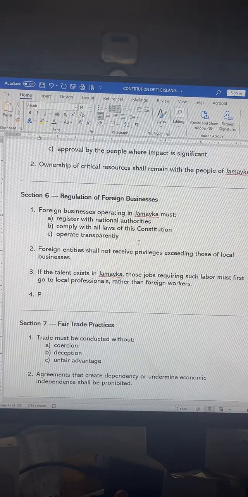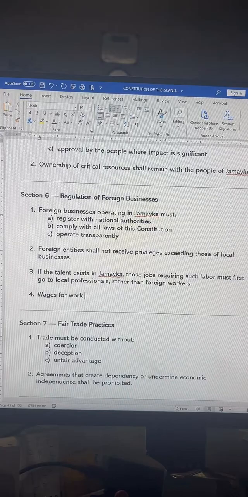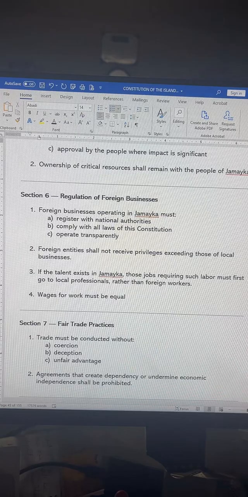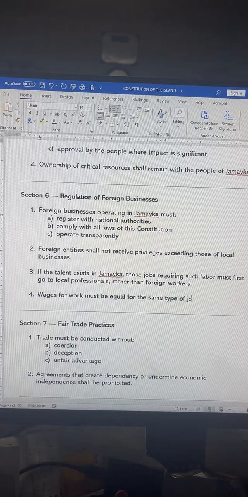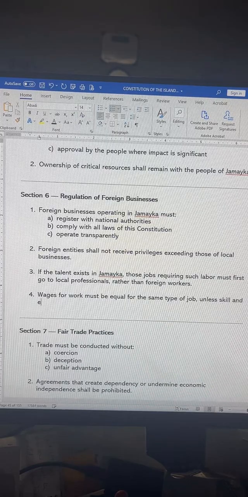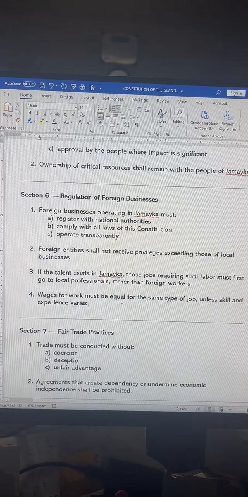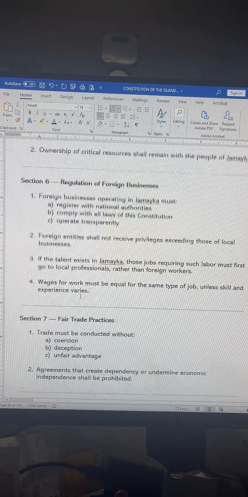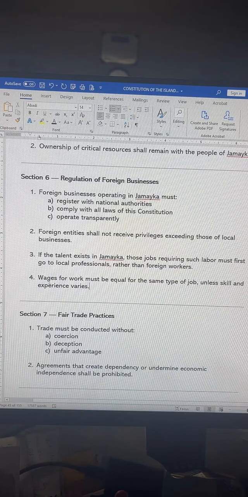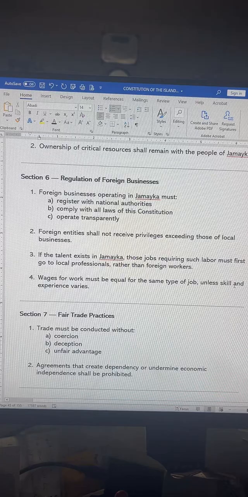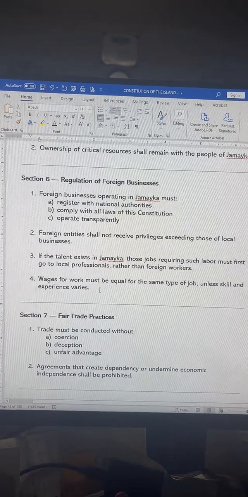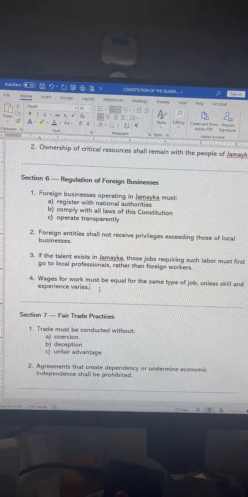Wages for work must be equal for the same type of job, unless skill and experience varies. So this is covered under the labor laws, but under foreign interests, foreign businesses, here it is also specified. Wages for work must be equal for the same type of job unless skill and experience varies. Obviously, if someone has more experience, you can't enforce that. You always have to have a disparity with experience.